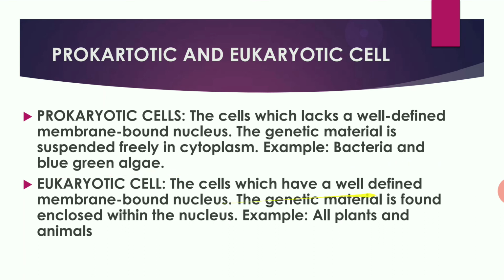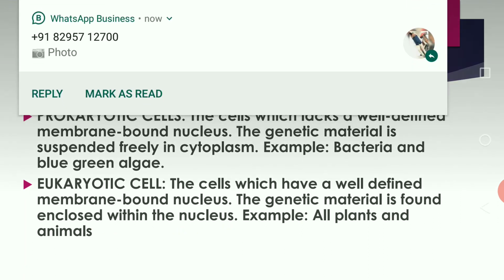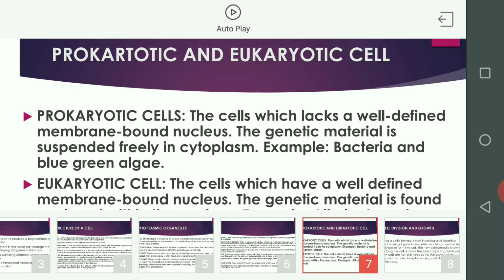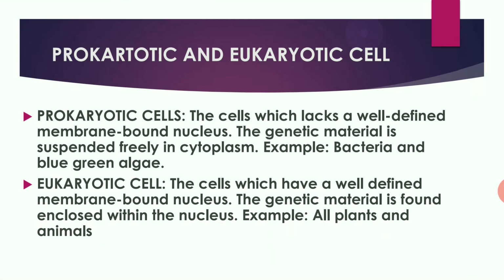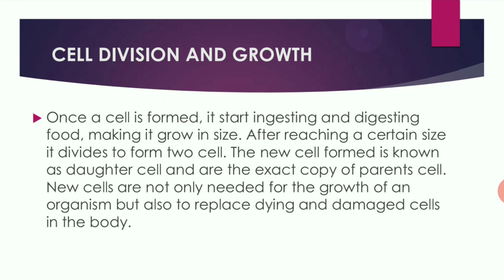The cells which have a well-defined membrane-bound nucleus are called eukaryotic cells. The genetic material is found enclosed in the nucleus, that is, chromosomes. In chromosomes, they have genes. Examples are all plants and animals.